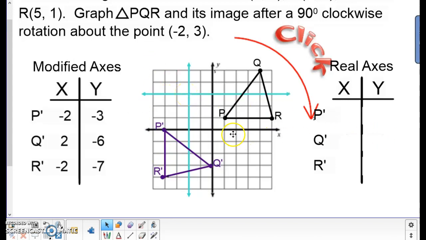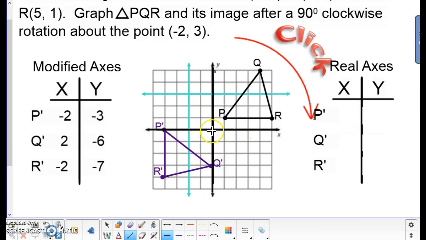The real axes are still, come on, I had it all drawn so it would draw really nice and pretty, but maybe it's not going to for me. Your real axes are, right, the big black ones that we have right here. So when we start talking about the coordinates, we need to look at the real axes for our real coordinates.